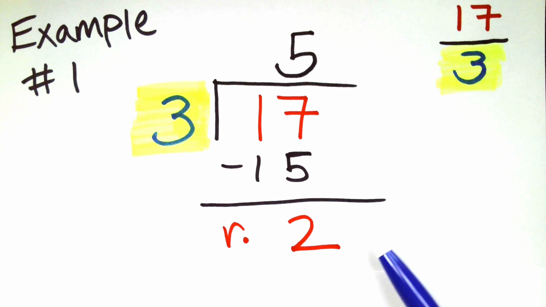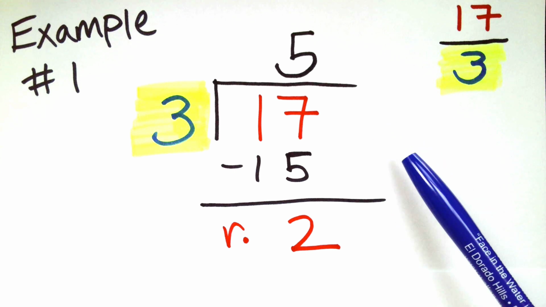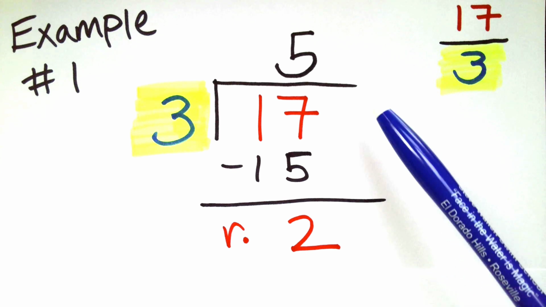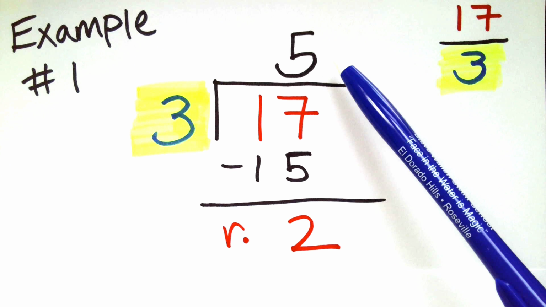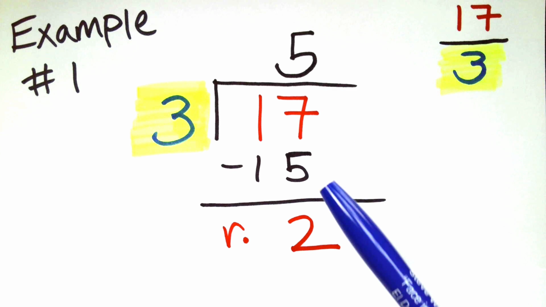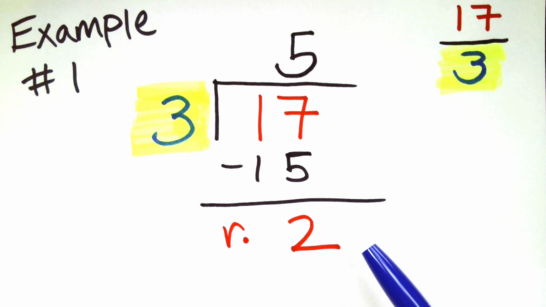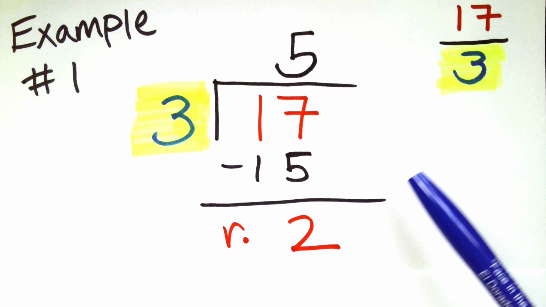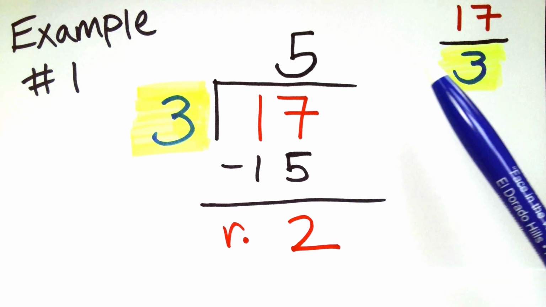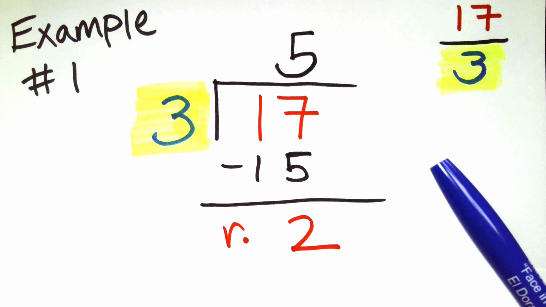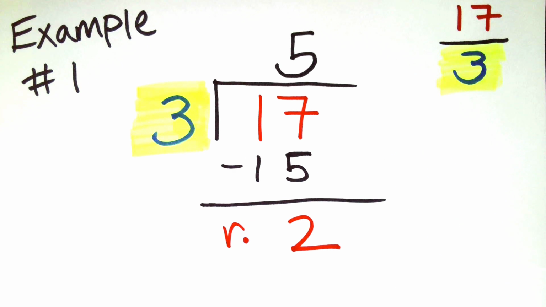So I'm going to use this information here. If you remember from my last video, the number above the divisor bar is our whole number. The remainder is going to be our new numerator, or new top number of the fraction. And remember, the denominator, which I highlighted here, 3, will stay the same. Let's take a look and see what that looks like.